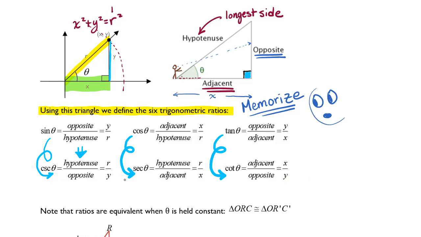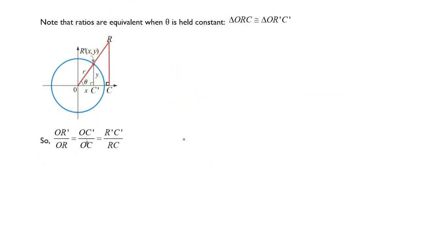So notice that all these trig ratios in the second row are the reciprocals. They're flipped over versions of the ratios in the first row. So that's one way to memorize this, but go ahead and put these on little note cards until you get it figured out. So there's one more thing I want to point out in this video that's interesting.